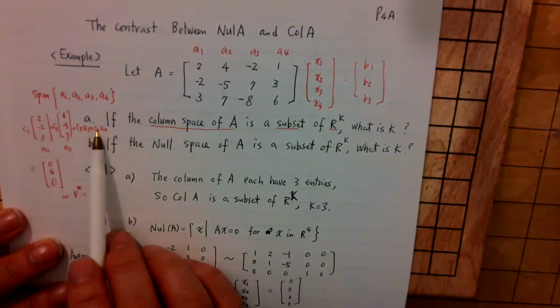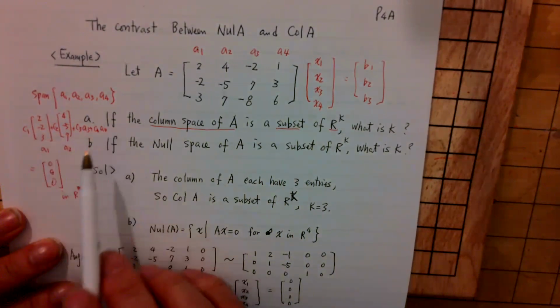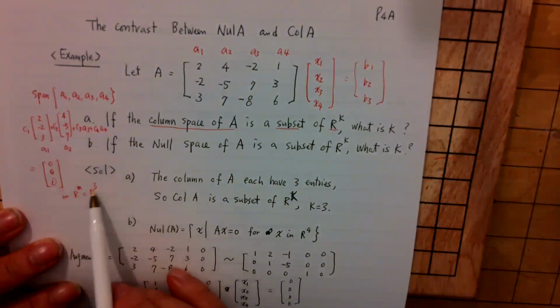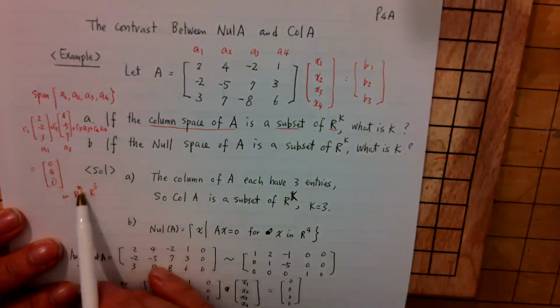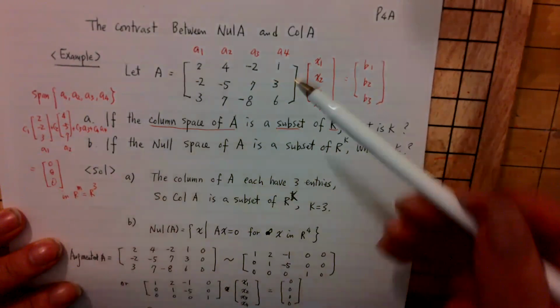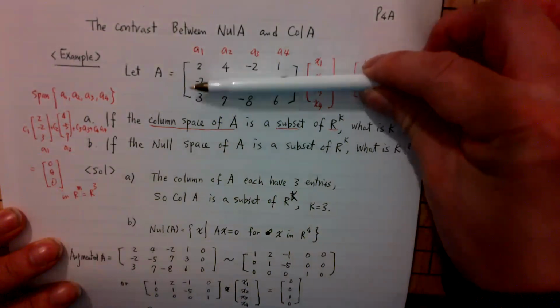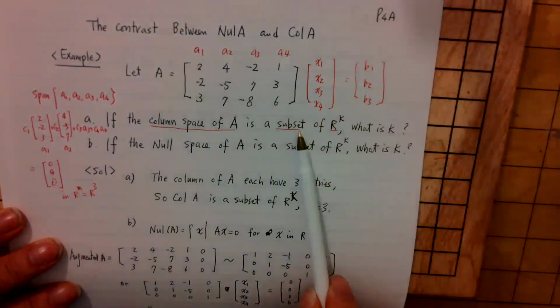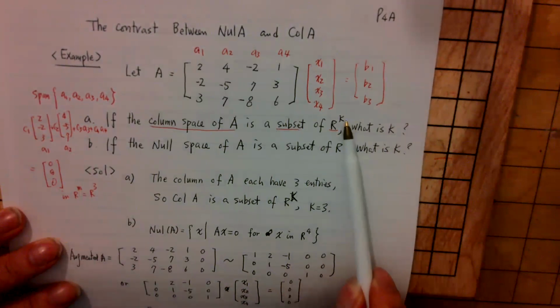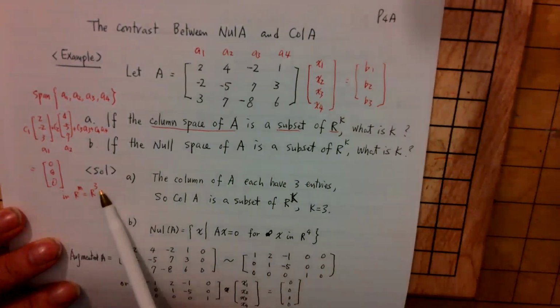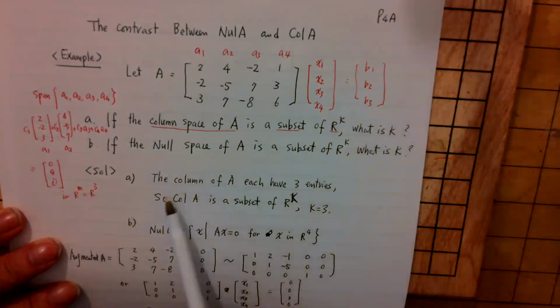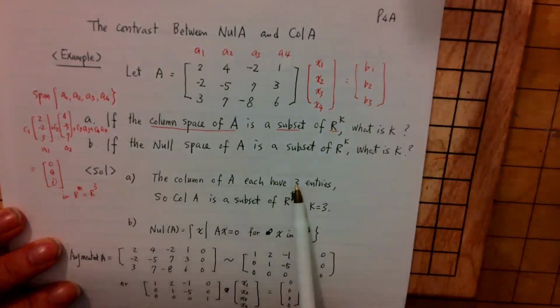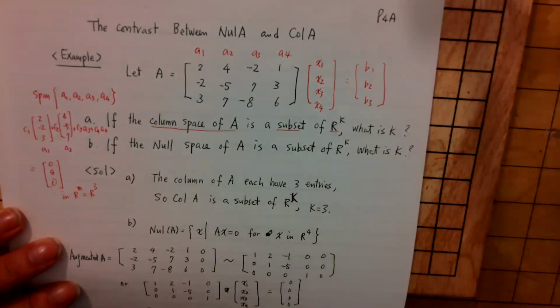They are numbers. By this linear combination, the vector ends up in what? In R3, which is m. m is the number of rows of the matrix A. So it's a subset of R^k. What's k? k is m. In this case m is 3, so k is 3. Each column of A has 3 entries, so the column space of A is a subset of R^k, where k is 3, okay?